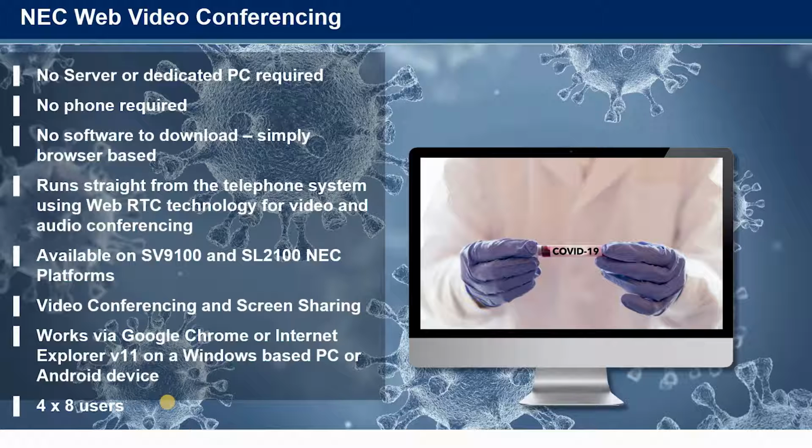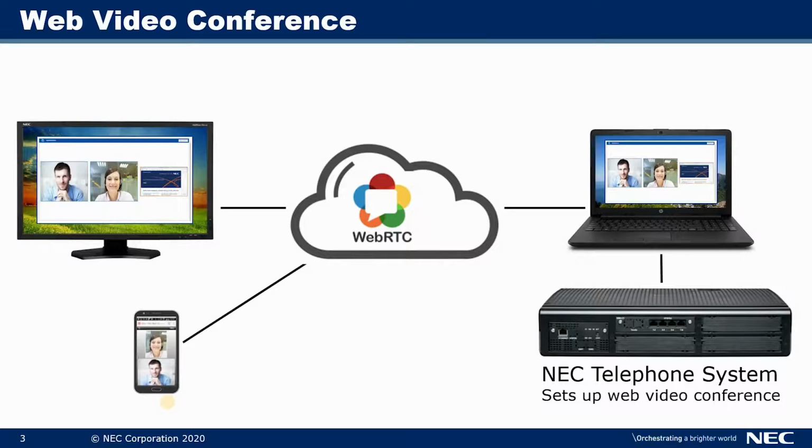We do recommend that you use Chrome if you want to use screen sharing. How many video conference people can we have on one video call? We can have up to 8 users, so 8 people can join a video conference call. However, you can have 4 groups of those, so effectively you've got 32 licenses of video conferencing built in on your telephone system.